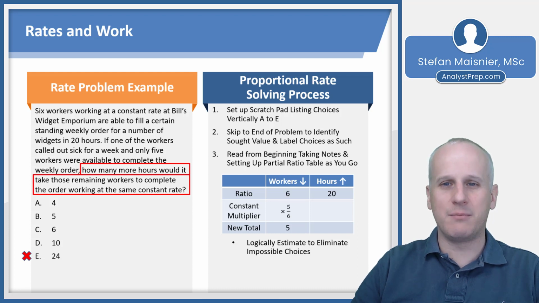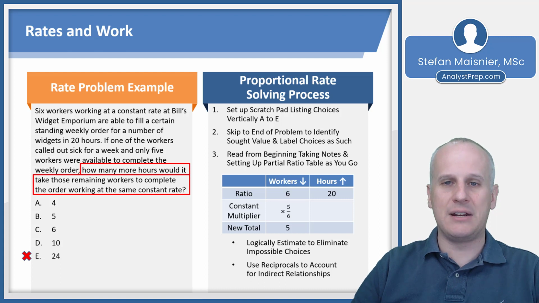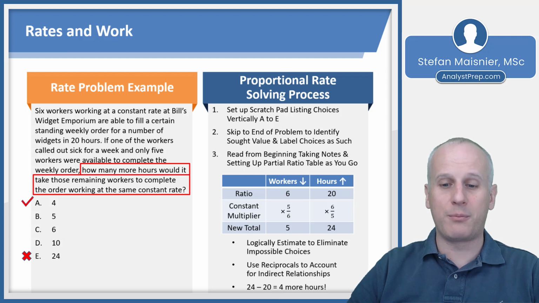And you're going to want to consider this as fractions more so than decimals, just because it's easy to do 6 divided by 6 times 5 is 5. And it allows for a relatively easy reciprocal to be applied. So we use reciprocals to account for the indirect relationship because we know the opposite operation is multiplication. And to divide by a fraction, you're just multiplying by the reciprocal. So we apply that reciprocal to indicate the indirect relationship for the hours as it pertains to the workers. So instead of multiplying by 5/6 for the hours, we're going to multiply by 6/5. And if you did 20 divided by 5, you get 4, and 4 times 6 is, of course, 24. And once again, 24 minus 20 is 4 more hours.